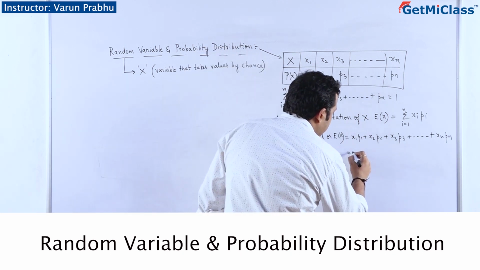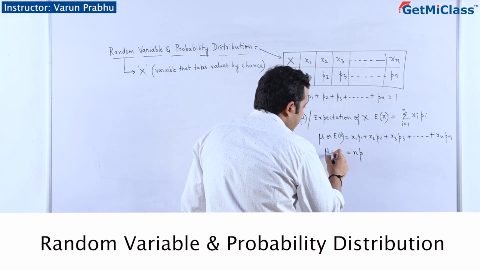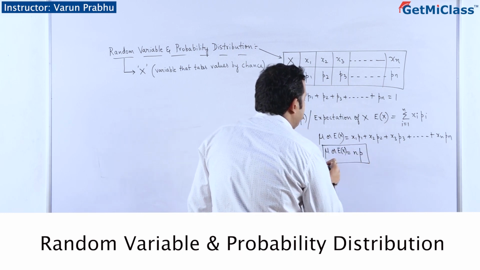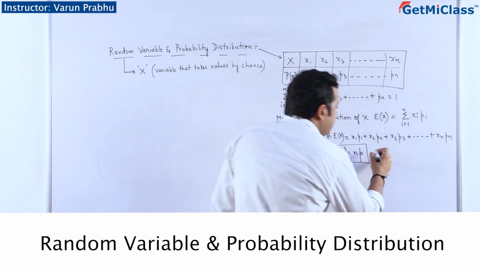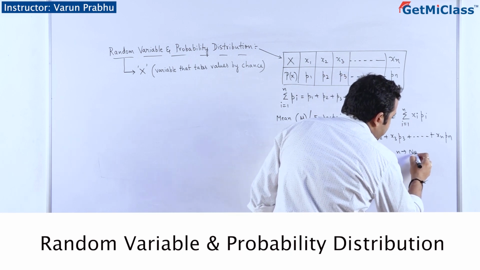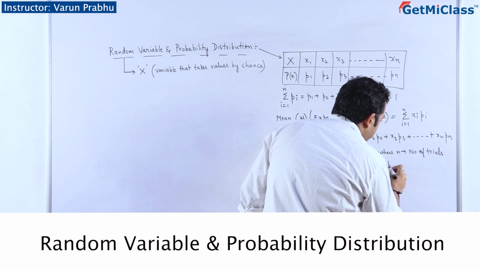In the shortcut we can write this as n into p. This is a shortcut, and we have made use of this in the problems also. Mean of X can also be written as n into p, where n is the number of trials. And what are P and Q? I'll explain this to you.